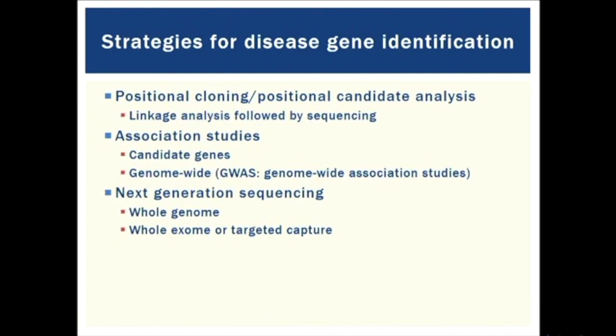So, here's a summary. We can do linkage analysis followed by sequencing. We can do association studies, either with candidate genes or genome-wide, or we can do next-generation sequencing, which is really what we're doing more of now.